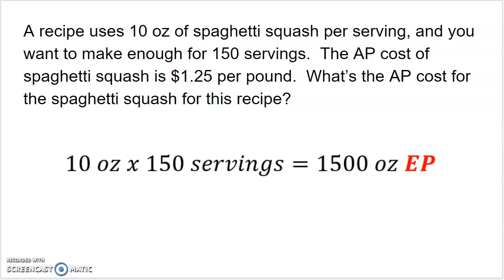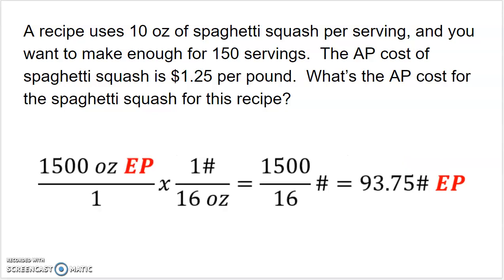So the first thing I do is get my total ounces of EP. Then I want to convert that ounces of EP into pounds EP because I'm eventually headed to pounds AP, because my AP cost is $1.25 per pound. So I just converted my 1,500 ounces EP into 93.75 pounds EP.